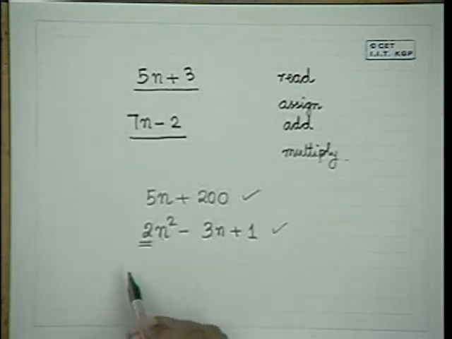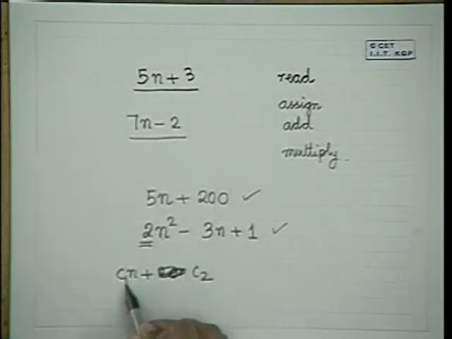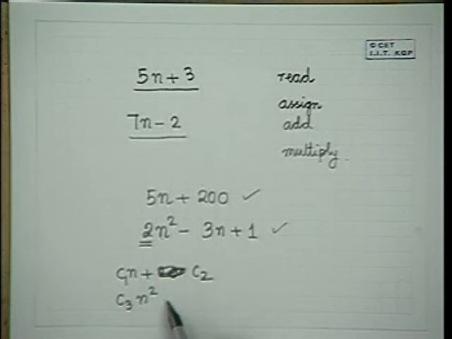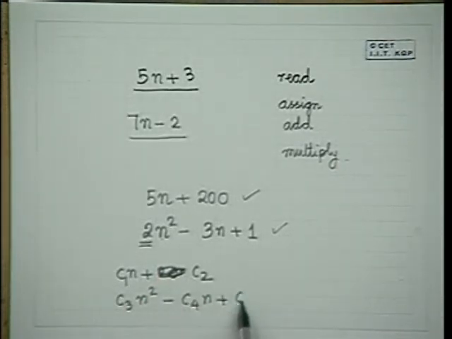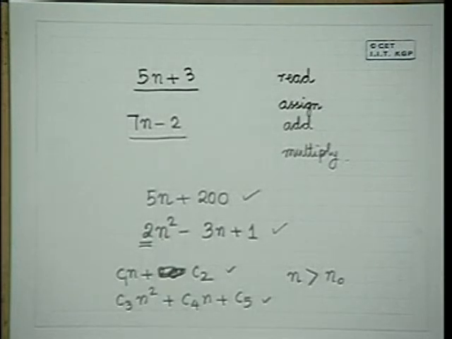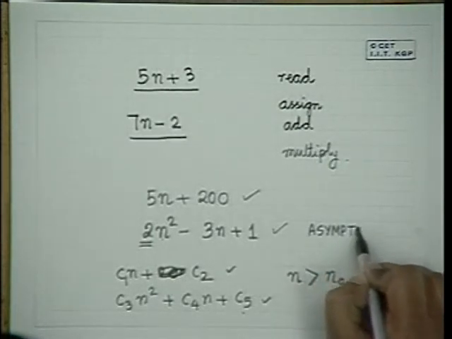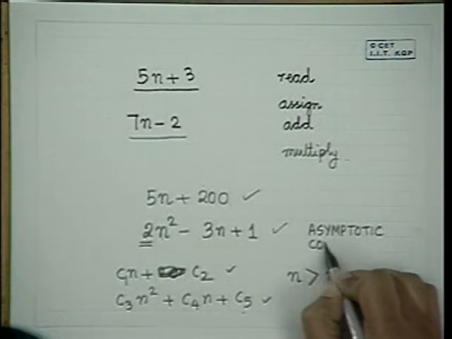That is, you can say that given C1n plus C2 and given C3n square minus C4n plus C5, whatever be the values of C1, C2, C3, C4, C5, provided they are greater than 0, then beyond n greater than some n0, this will be faster than this. This is called asymptotic comparison.